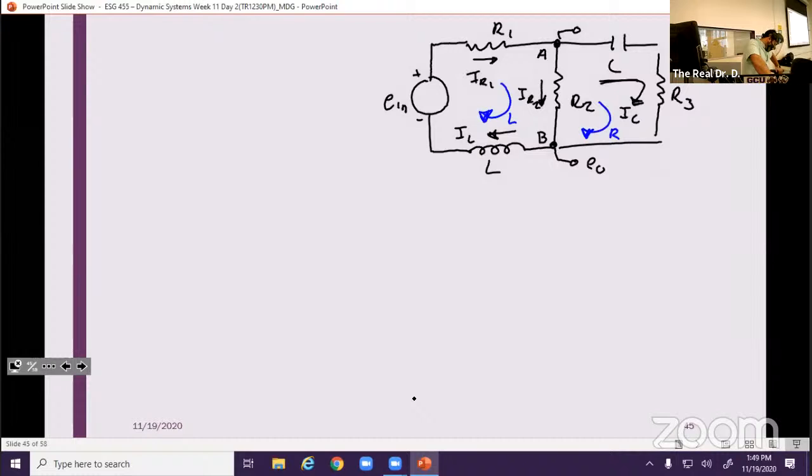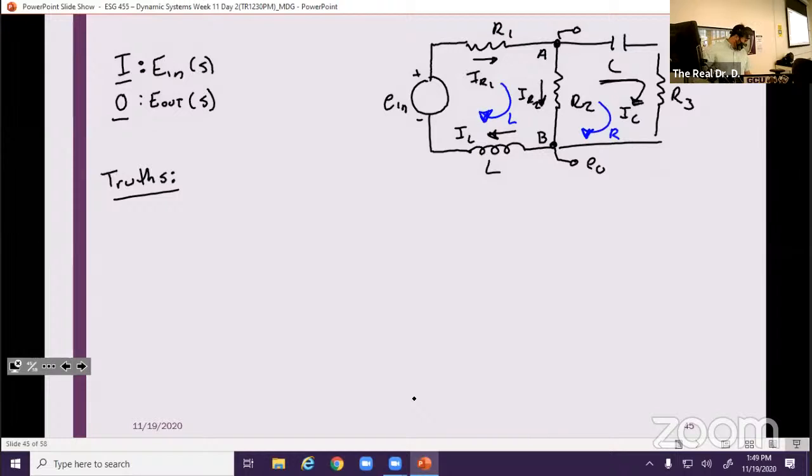It specifically tells me to use impedance, so I better use impedance. I've already put these in the Laplace form, my input and my output. We've got impedances: ZC is equal to 1 over CS, ZL is equal to LS, and ZR is equal to R.